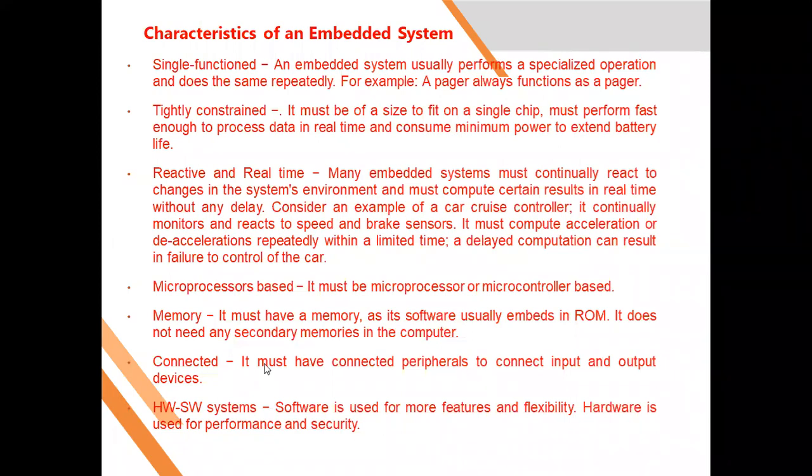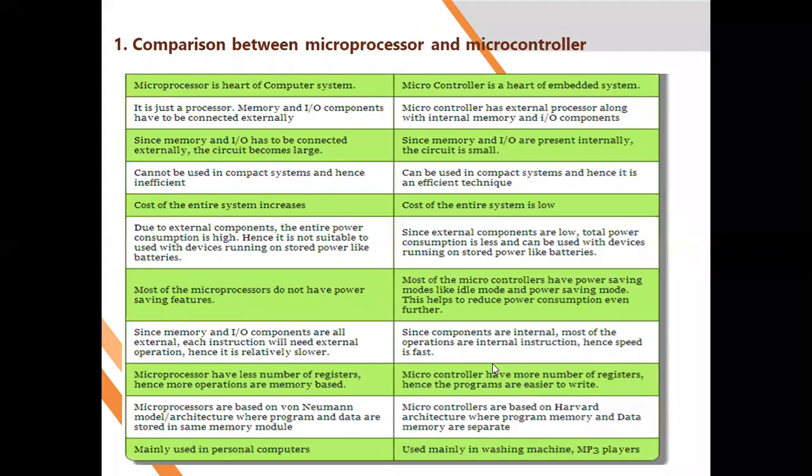And the last one is the software and hardware part. As the embedded system contains both parts, software and hardware, the software part gives you more flexibility, while the hardware part gives you security and performance. So here is the difference between microprocessor and microcontroller. Microprocessor is the heart of a computer system, microcontroller is the heart of an embedded system. It is just a processor, so memory and IO ports have to be connected externally. There is no memory, and no input and output ports are available in the microprocessor.